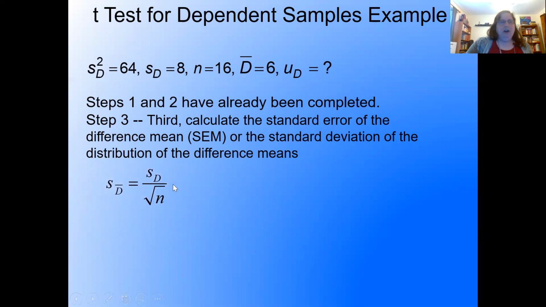So here it is. And remember, I could have taken the square root of s squared d over the square root of n, or I could do it the way it's here. I'd get the same answer. So since I set it up like this, I'm going to take 8 over the square root of n, or 8 over the square root of 16. The square root of 16 is 4, so it resolves to 8 over 4. And that resolves to 2.0, or really, I should say 2.0000.